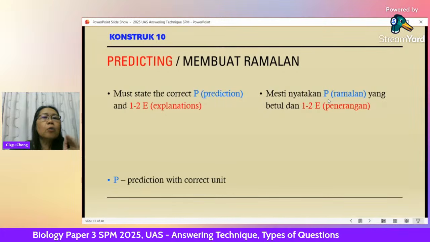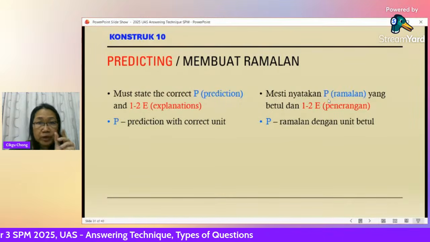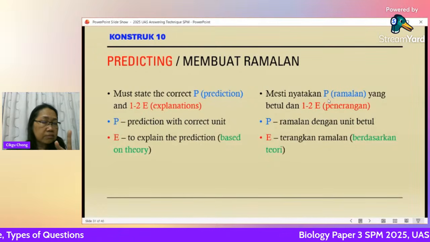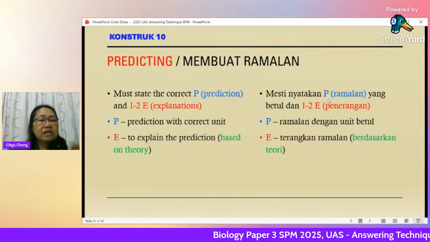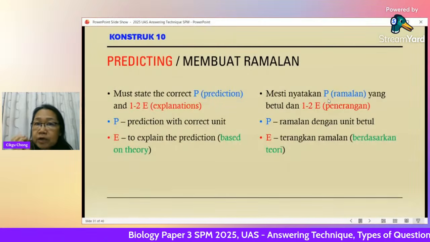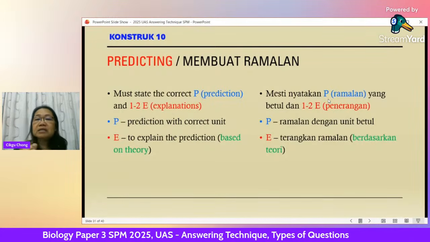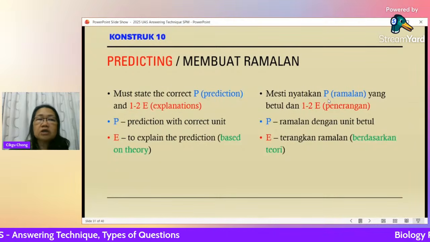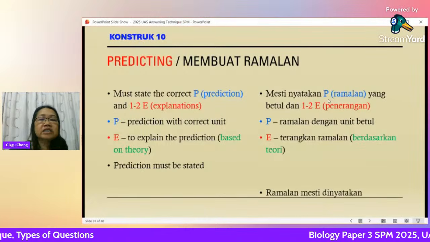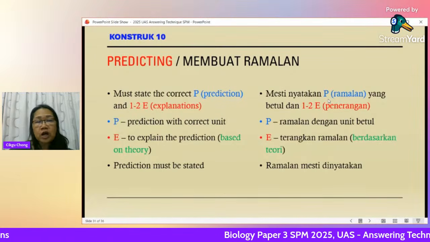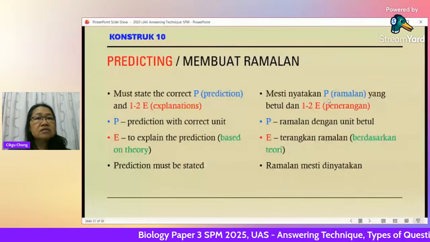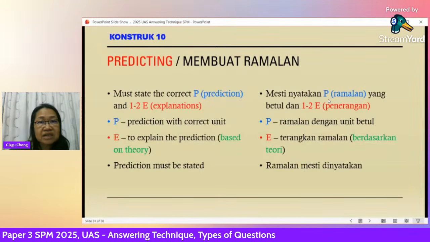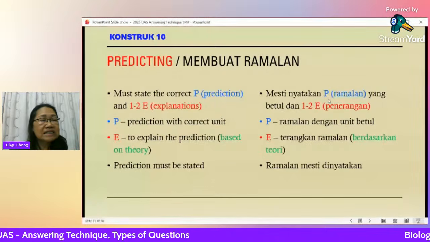Okay, so 1 mark for prediction with the correct unit, and the other 2 marks or 1 mark, you must explain the theory. Explain the prediction, but this is based on theory. Definitely, because this is theory, you always fall back on the theory. Okay, prediction must be stated. If you don't have a prediction, you straight away give explanation, no marks. Because it's not logical. People ask you something, you never answer, you go and answer something else, isn't it? You must answer that question. You must state your prediction first.